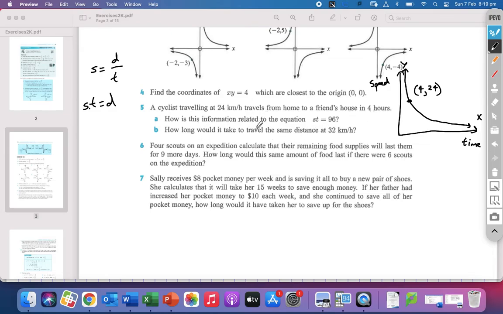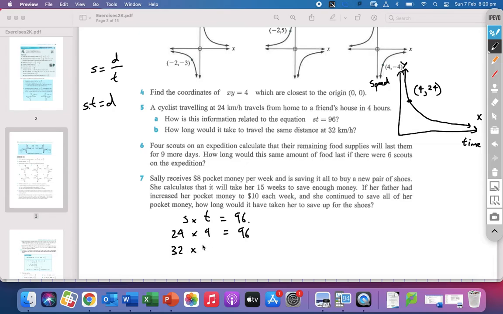How long would it take to travel the same distance at 32? So I would suggest writing something like this in your book. You could say S times T equals 96, right? In the first instance, we had 24 times 4. To get that 96, we could have worked out the 96, right? We didn't actually need them to tell us. They did in 5a, or indirectly. Now we've got a new speed, 32.